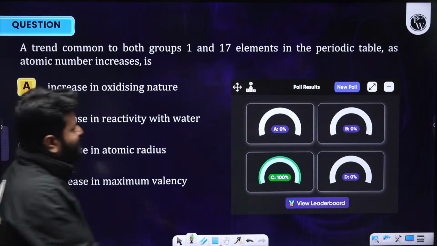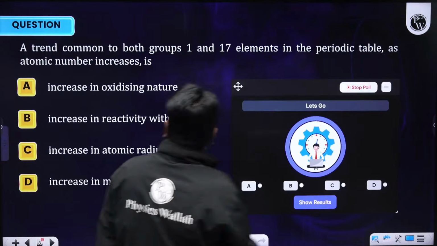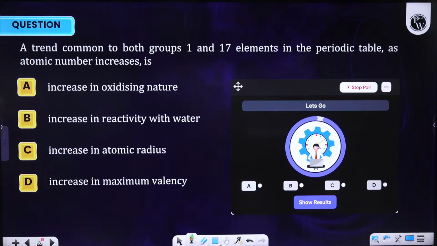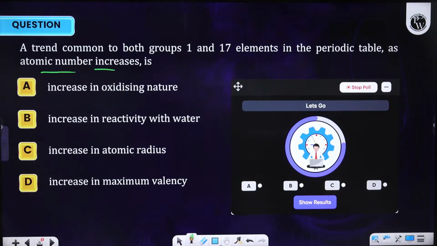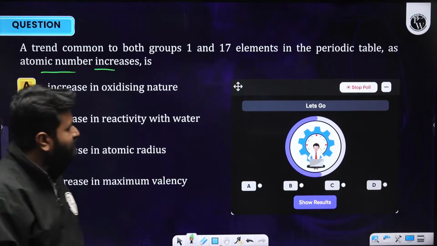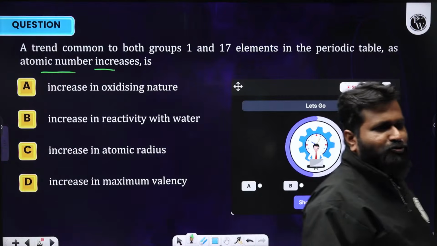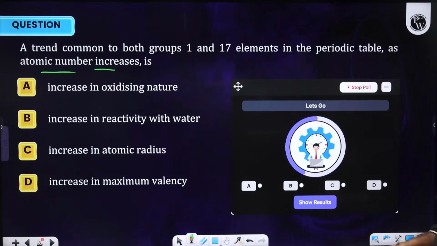Second question, the same 45 seconds. A trend common to both group 1 and group 17 elements in the periodic table, as atomic number increases, they are asking. I think 45 seconds is too much. You people are giving answers very quickly. I'm happy.